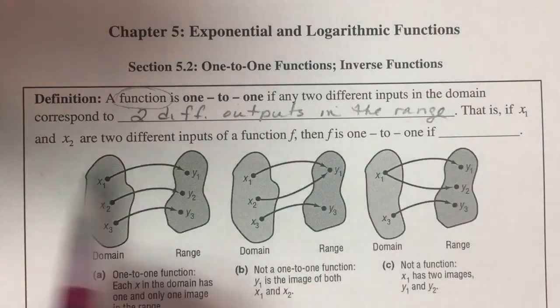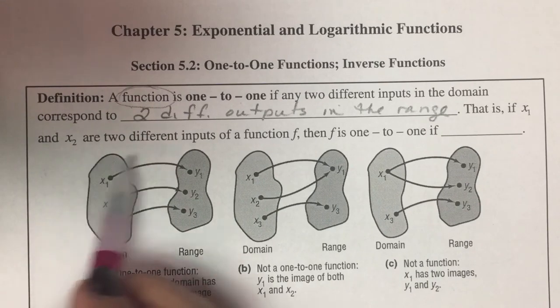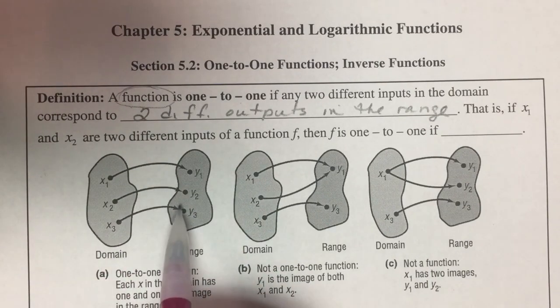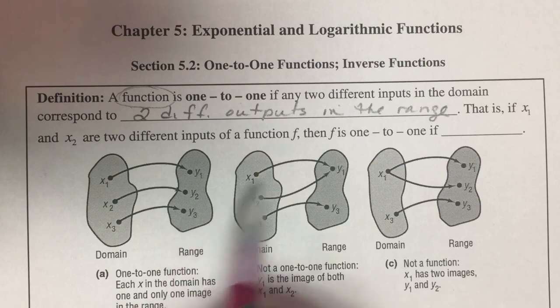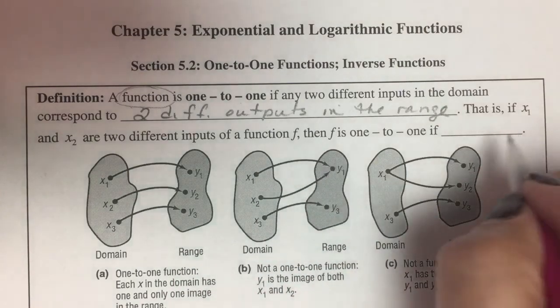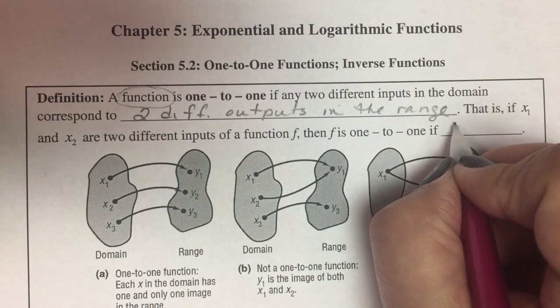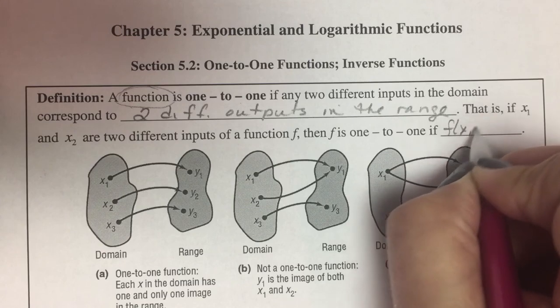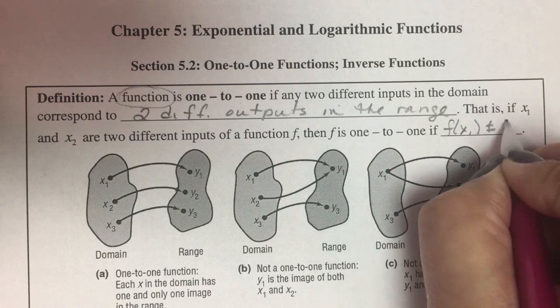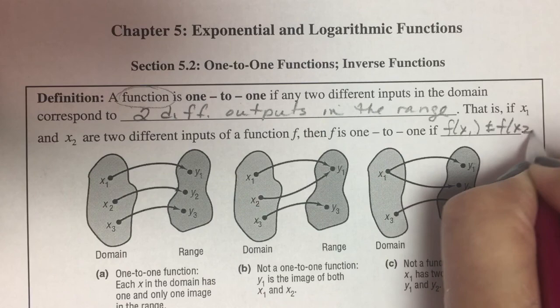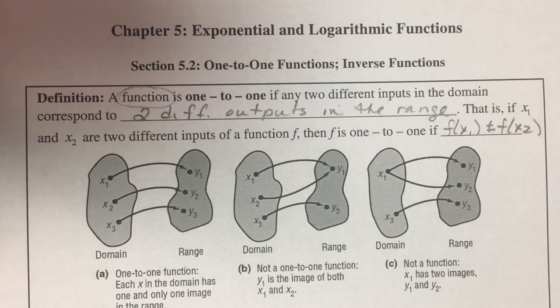That is, if x1 and x2 are different inputs into the function, then f is one-to-one if your f of x1 is not the same as your f of x2. Two different x's have to give you two separate y's.